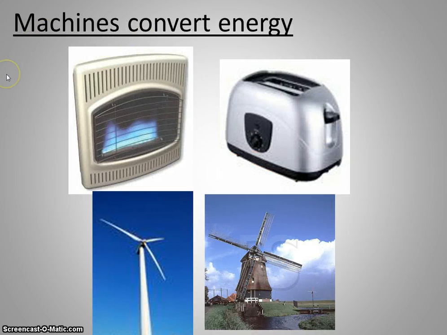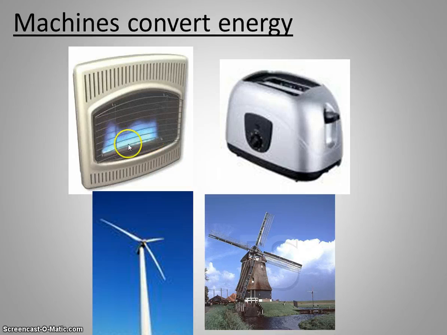So we have machines in our lives that convert energy or perform these energy conversions for us. Here you have a heater. This is a gas heater. It takes the chemical energy that is in natural gas and it converts that into light and heat energy. Here is a toaster, obviously. It's going to convert your electrical energy into, once again, light and heat energy.